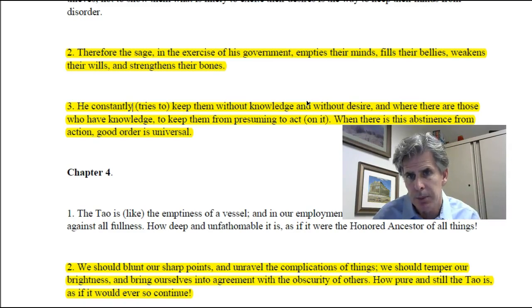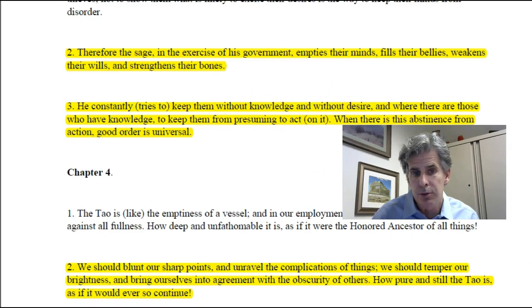He constantly tries to keep them without knowledge, and without desire. Desire is ambition. It's ambition to possess and control. Notice there's your problem. The leader wants to embody the proper ideology, which is to let people be, and let the world be around them. That's what this is about. When he wants them to empty their minds and fill their bellies, he wants them to empty their desires to control and to understand in that way. Okay? So that's what he's doing with this.